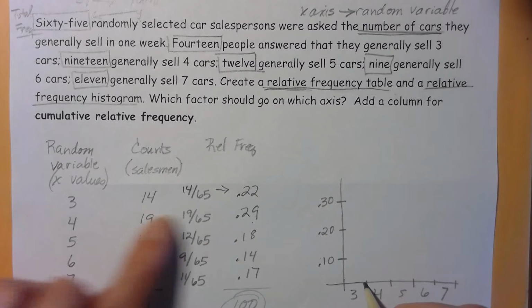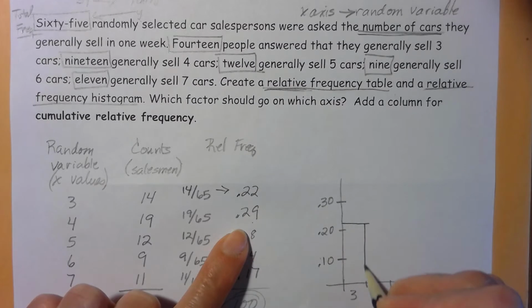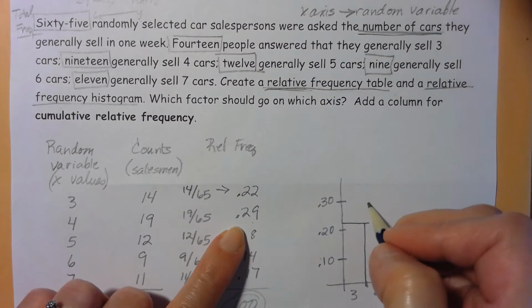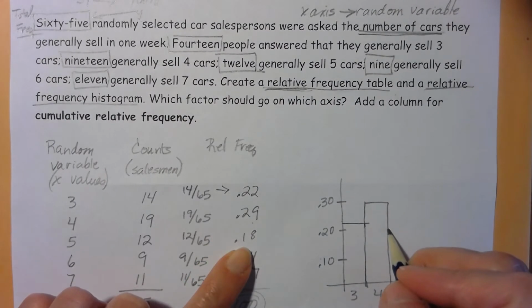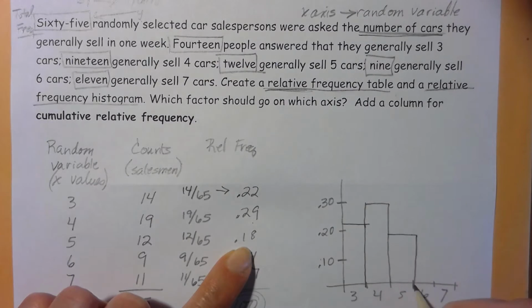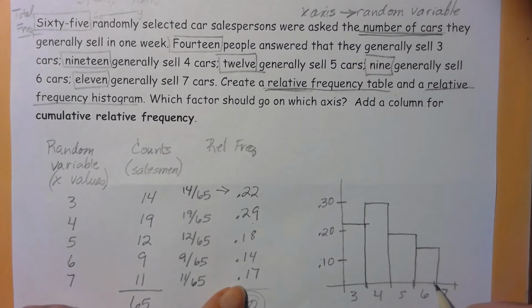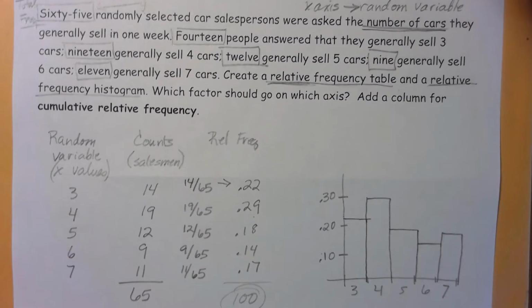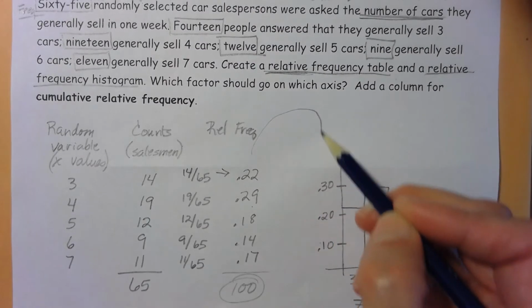The number that had 3 was 0.22, so that would be right in here. 4 would be pretty close to the 30. 5 is going to be 0.18, would be about here. And 0.14 perhaps here, and 0.17. Okay, so I don't have my bars made super well, but this gives you an idea how to put that all together. So again, this is your number of cars, and this was your relative frequency along this axis.